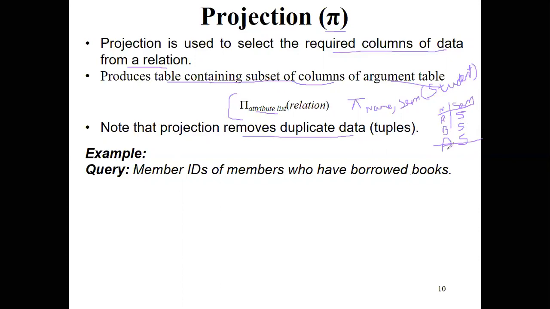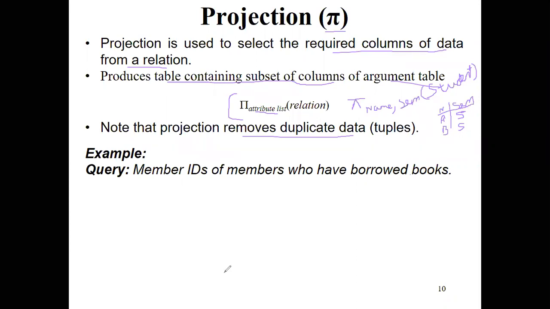So A5 is there 2 times. At that time it will consider only A5 as 1. It will not consider the duplicate data. So it will take off the duplicate data, and we'll get the result only this much. Hope you are understanding, right?